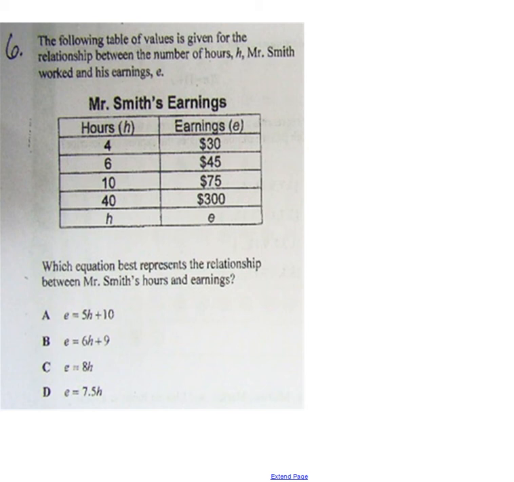So we can look from 4 to 6. How many hours did he work? No, that's 2. And how much money did he make in those 2 hours? So if he made $15 in 2 hours, how much did he make in 1 hour? How do we get that?